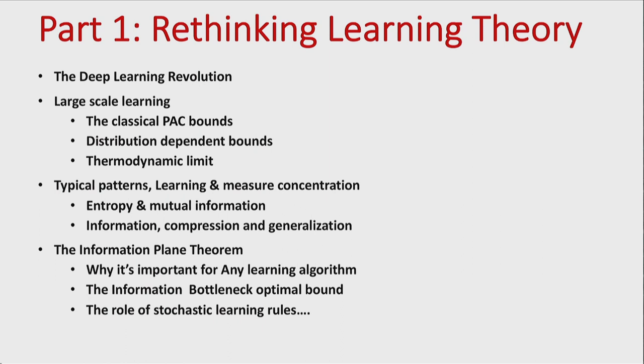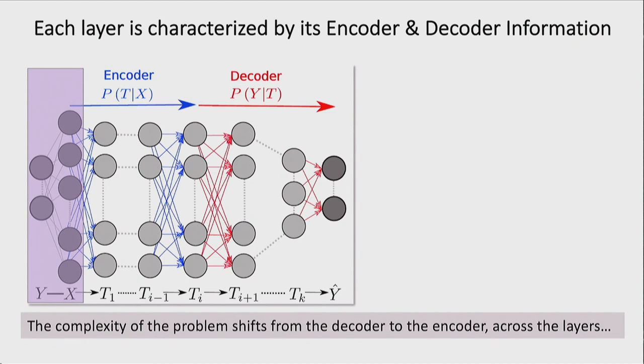So I hope I convinced you that entropy is a very interesting measure, and the generalization of entropy, which is related to mutual information, really gives us some interesting characterization of neural networks. And eventually, I'm going to focus now on what I call the information plane theorem.